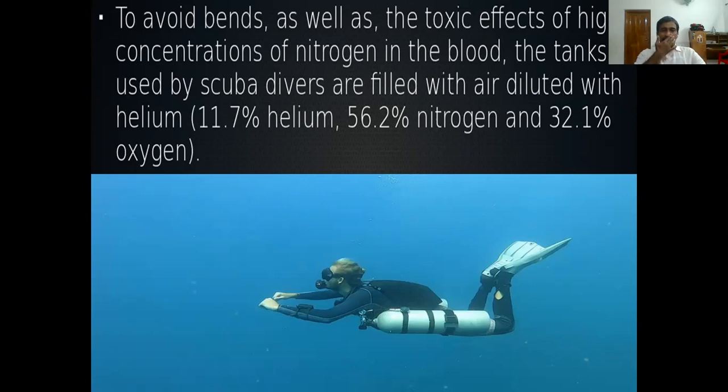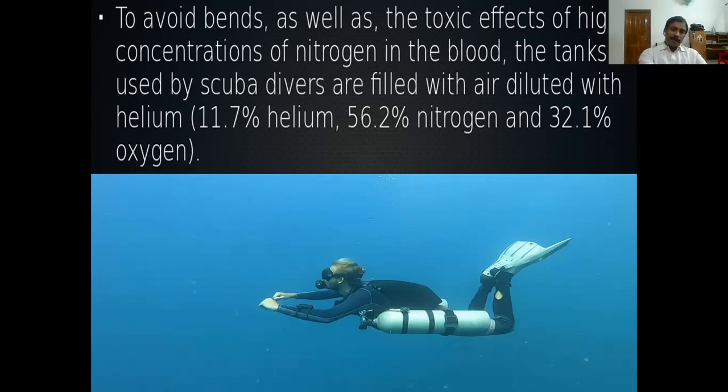So to avoid bends, or the toxic effects of high concentration of nitrogen in the blood, the tanks used by scuba divers are filled with air diluted with helium. About 11.7% helium will be mixed with the air. That is to decrease the mole fraction of nitrogen in the mixture. If the mole fraction of nitrogen in the mixture is very low, its solubility also will decrease, because the solubility of nitrogen in blood is directly proportional to its partial pressure. So if its concentration in the mixture is very low, its partial pressure also will be very low. Therefore, it is mixed with helium.